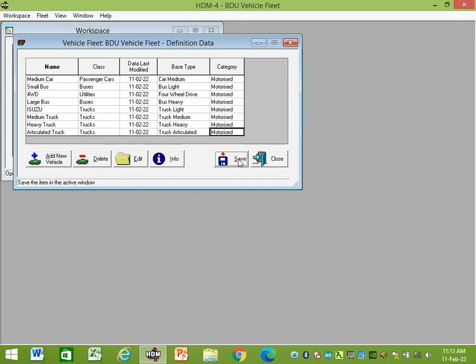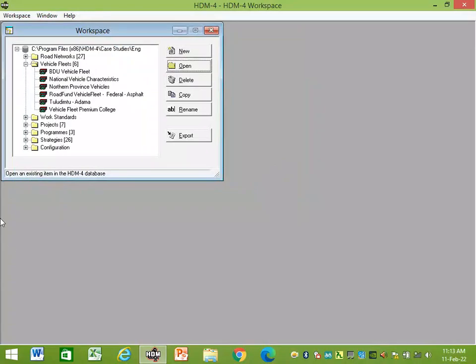So even for your assignment, this is the data you'll be using. The vehicle data, the price, everything is good. What you change is the road network. In the case of your assignment, road network will be different. Even the work standard is the same. We use the same. So save and close.